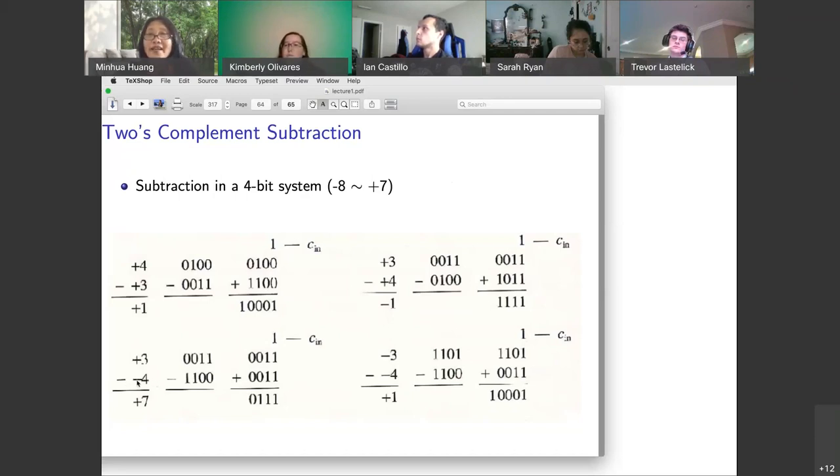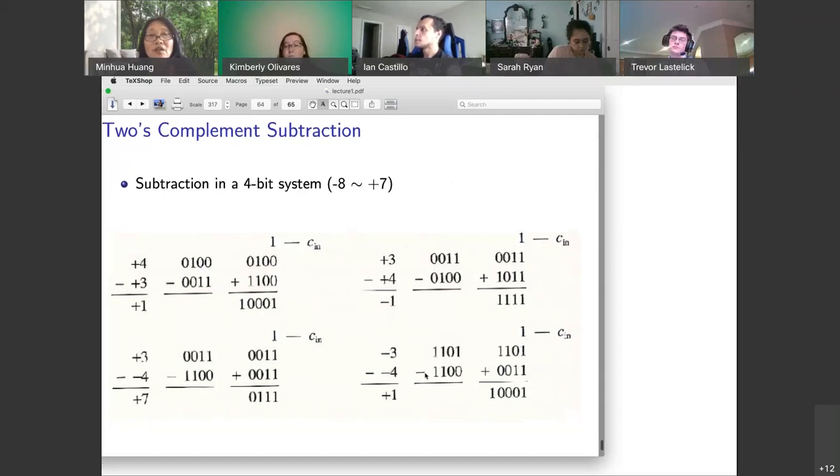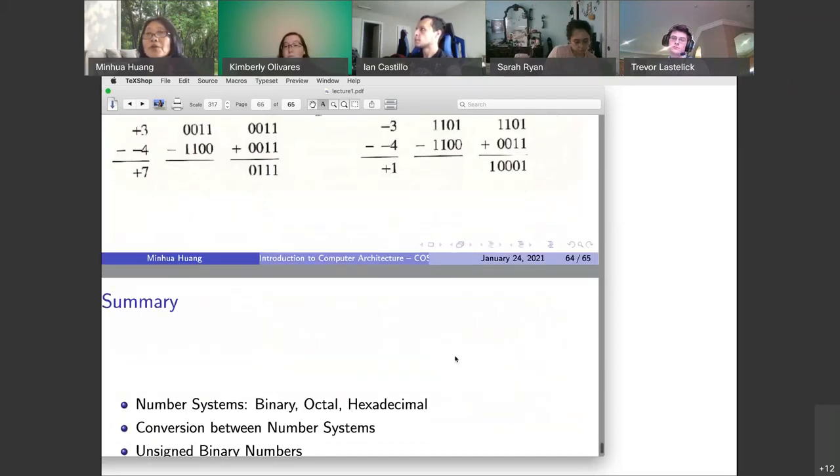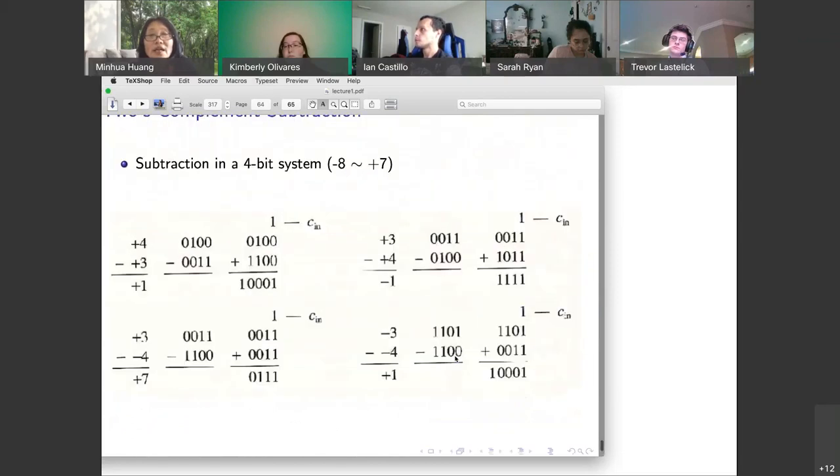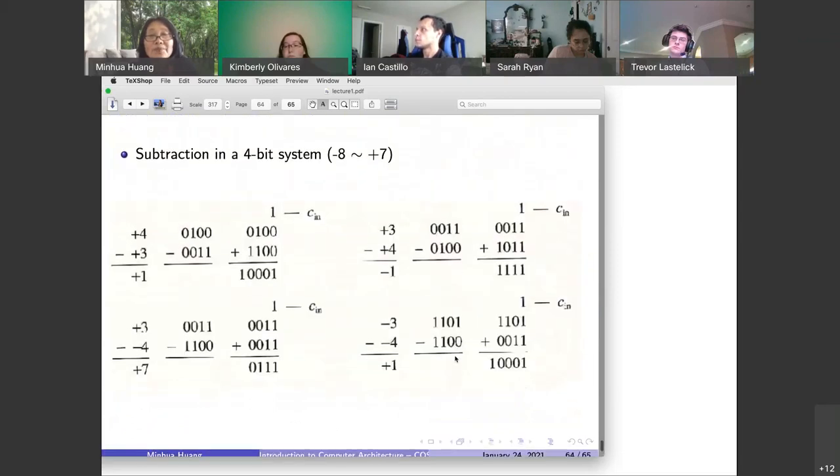Because the subtrahend is negative, you have to consider that negative and negative become positive. Then you do the conversion and the addition. Okay, so these are all the examples. Actually this is the last page. For this one, this is positive and negative.